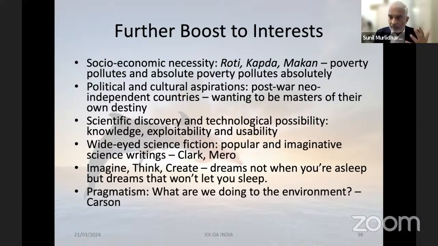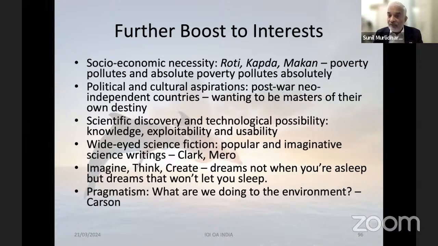So that became another important reason as to why we wanted to exploit and explore and find what resources we have and what we can do with them. And then, of course, came scientific discovery and technological possibility. Science gave us knowledge, and technology gave us the wisdom. I'll talk about that a little bit later. So knowledge came, and then we found out exploitability. How much can we exploit? Suppose there is gold in Kolar Goldfield, but how much does it cost to extract the gold? Is it more expensive to get it out than it is worth?